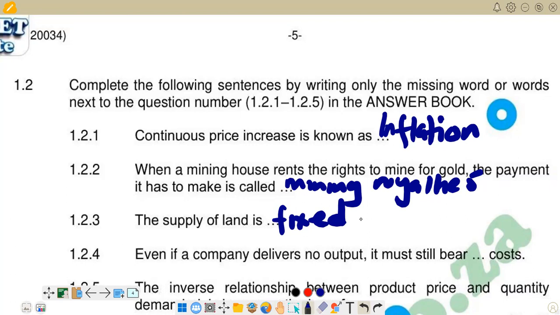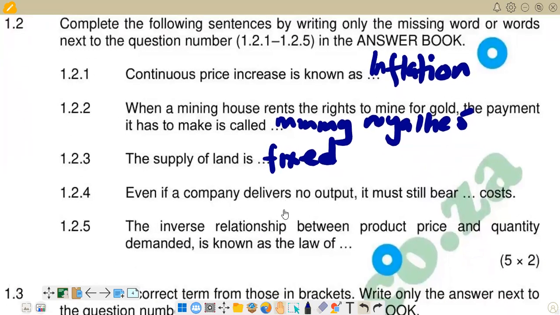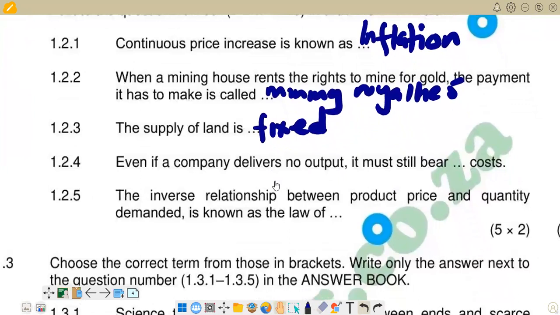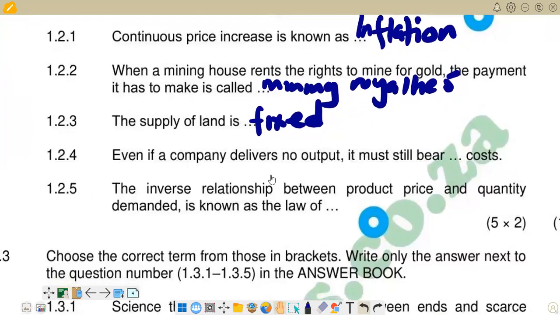Then 1.2.4 is saying even if a company delivers no output, it must bear dash costs. We know the different types of costs that we have, we've got variable costs, we've got fixed costs. On variable, we are saying the level of production determines the level of cost. If we are producing more, you incur more costs. Those are variable costs. If our production decreases, the level of variable costs will also decrease. So basically, we are saying there's a positive relationship between those two variables, that is output and the level of cost.